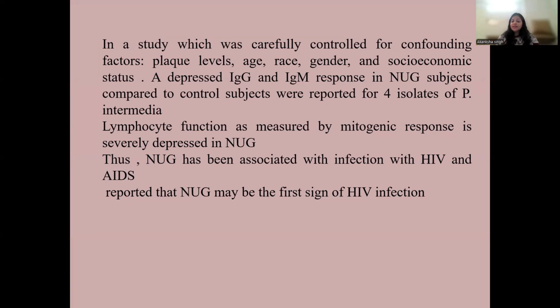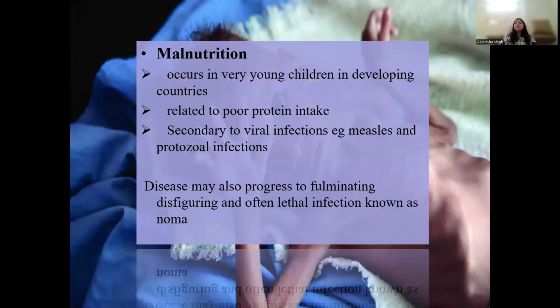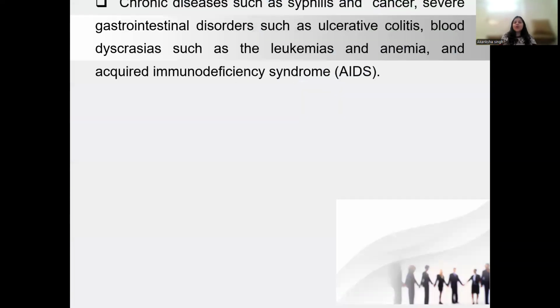Then there is another disease, that is HIV and AIDS. NUG is also associated with it. When you study HIV and AIDS, you will see that necrotizing ulcerative gingivitis is one of the oral manifestations of that disease. Then next is malnutrition. That occurs in very young children related to poor protein intake, secondary to viral infections, for example measles, and protozoal infections. Then next is chronic diseases.